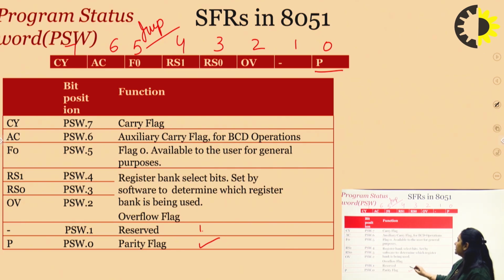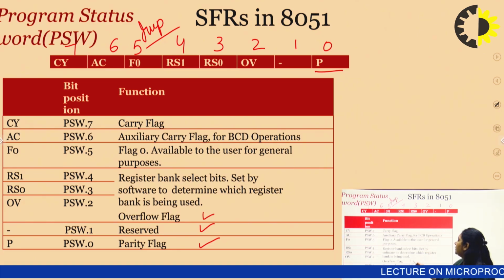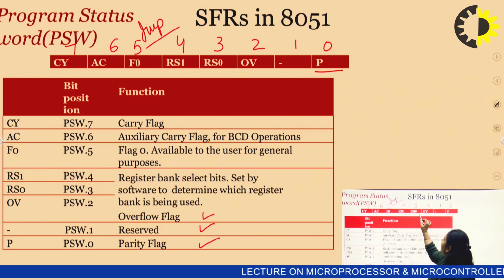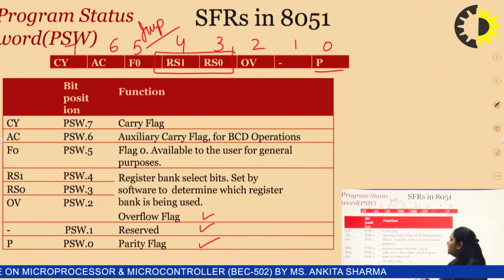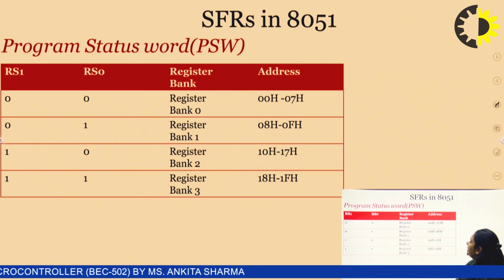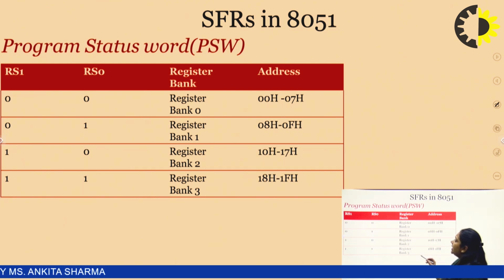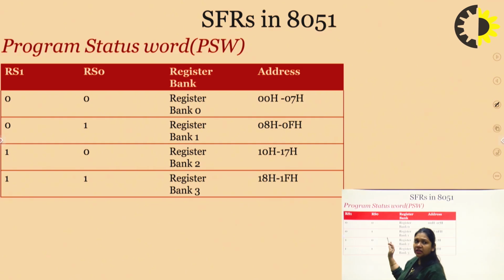The first bit is reserved. Next is the overflow flag. Next RS1 and RS0. These 2 bits are very important. Here you can see RS0, RS1. The combinations for these 2 inputs can be maximum 4: 0 0, 0 1, 1 0, 1 1.